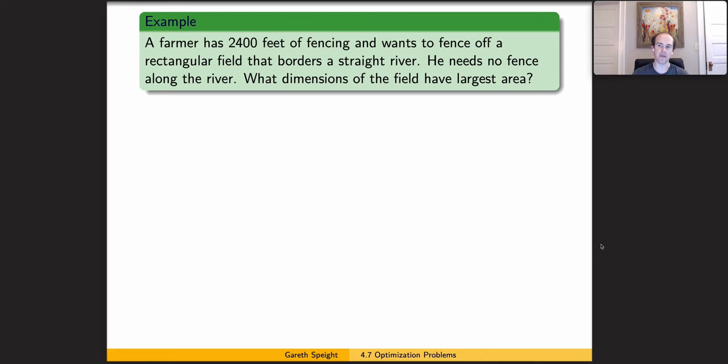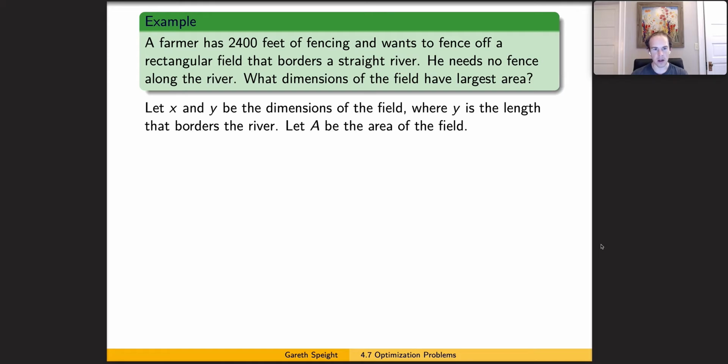So here is a simple problem. A farmer has 2,400 feet of fencing, and he wants to fence off a rectangular field that borders a straight river. And we need no fence along the river. What dimensions of the field have the largest area? Okay, so what are the interesting quantities? Clearly we're interested in the dimensions of the field, so we're going to need to give those names.